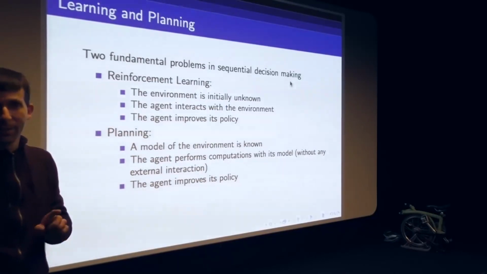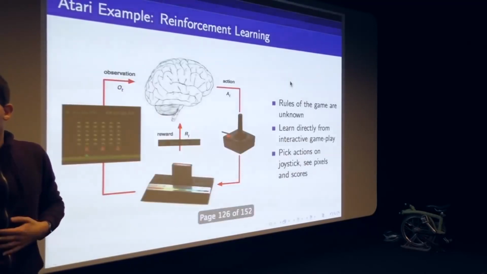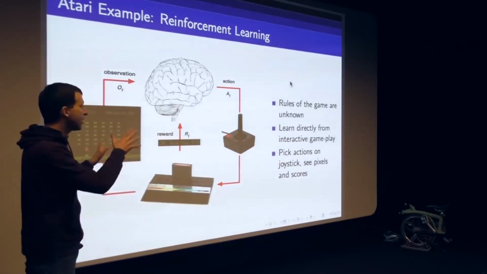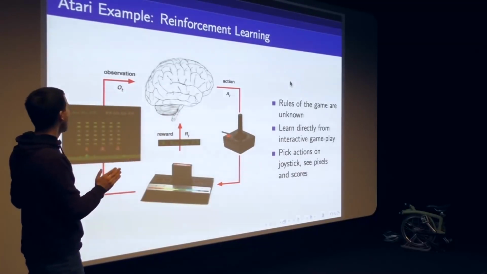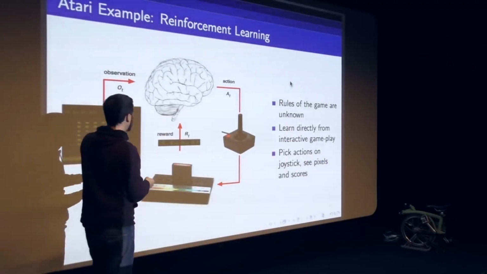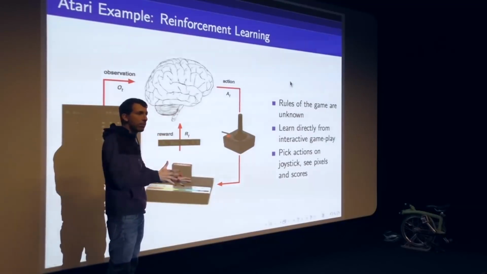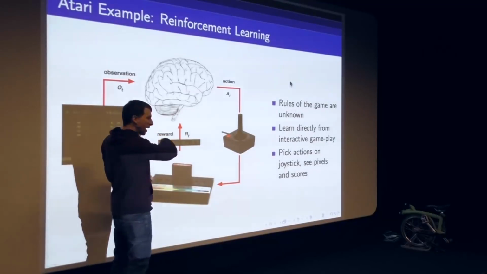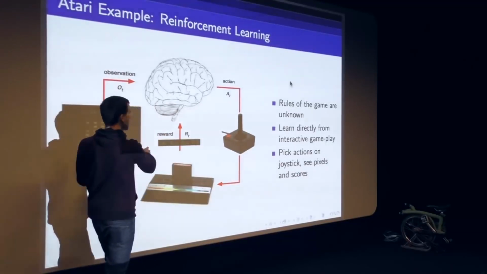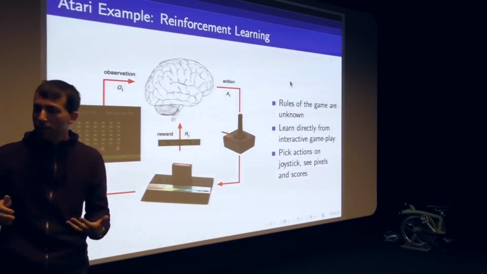So let's try and make this concrete again. Let's talk about the Atari problem again. I already went through this slide earlier, but this was the reinforcement learning problem, right? We start and no one told us how this emulator works. We just put our machine in front of this thing. It's trying to figure it out through trial and error. We don't know the rules of the game. We just see the scores on the screen and get to control the joystick. That's the RL problem. What about the planning problem?